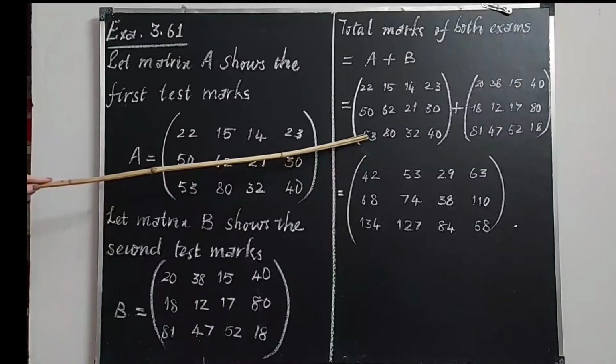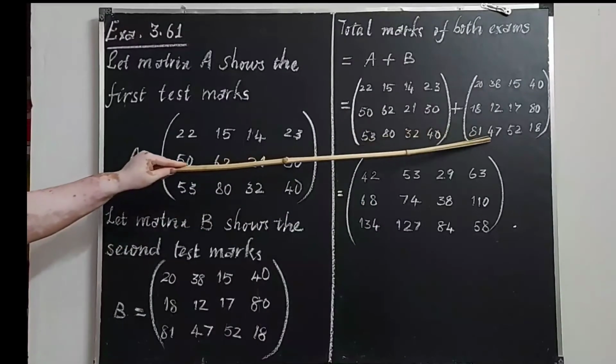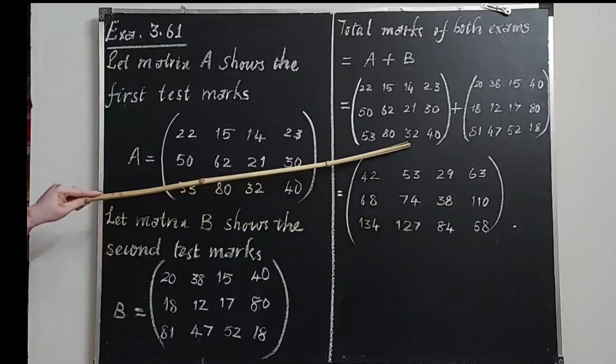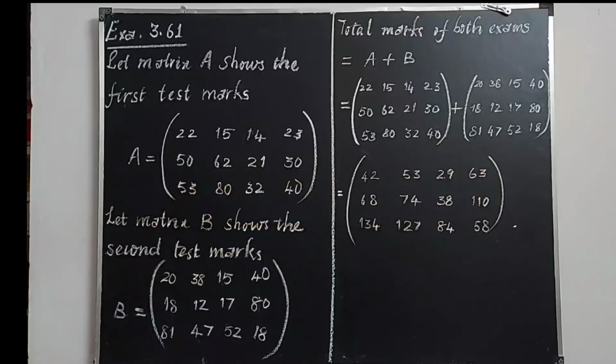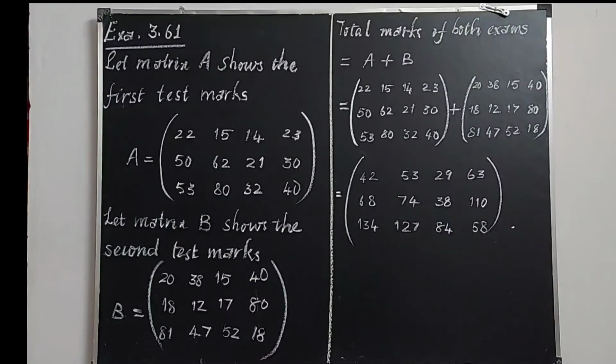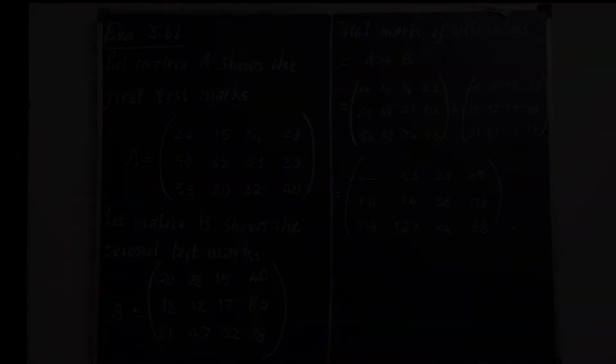And third row, first column, 53 plus 81, 134. 80 plus 47, 127. 32 plus 52, 84. 40 plus 18, 58. So this is the way of adding two matrices. So what's the condition for adding two matrices? They should be of same order.